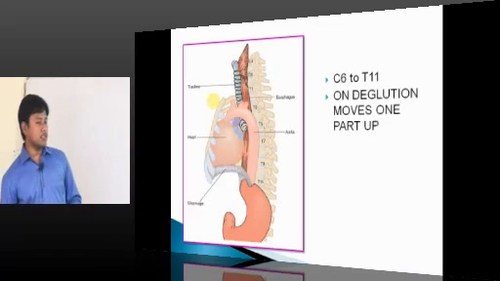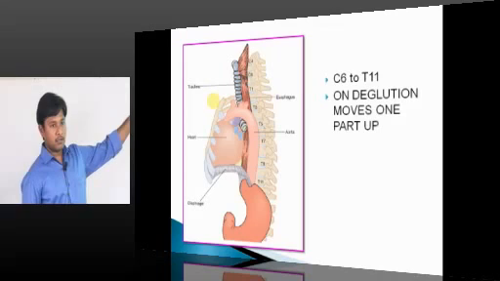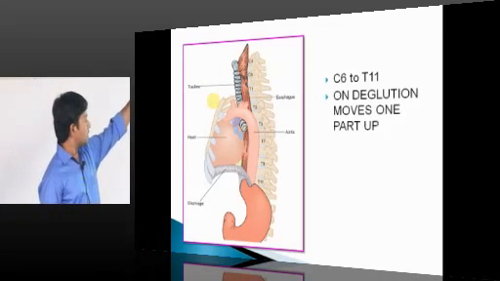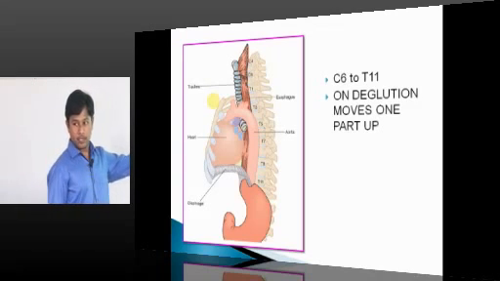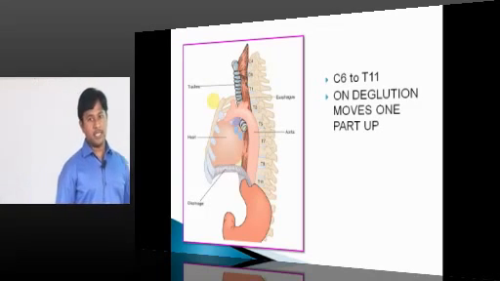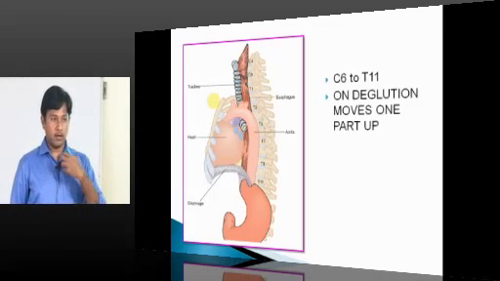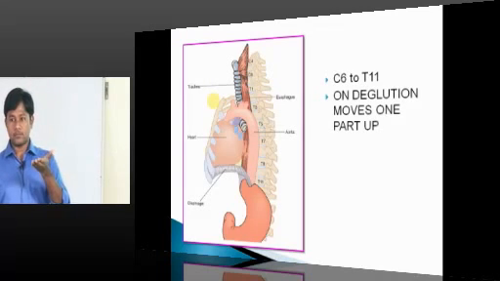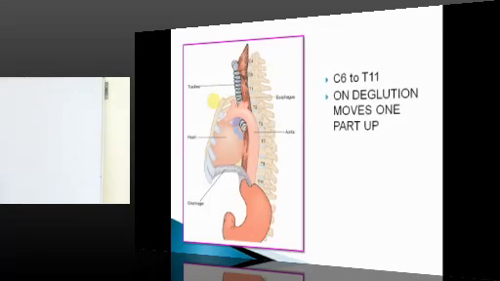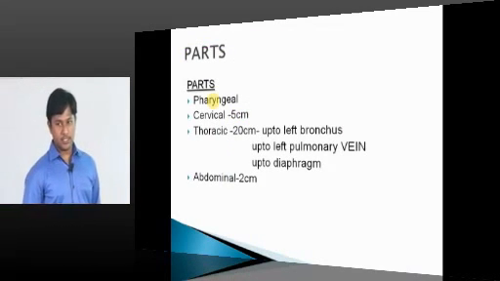So it extends from C6 to T11. I think the figure is clear, where you can see the extent from C6 to T11, where it is piercing the diaphragm and entering the stomach, right? So C6 to T11, this is the extent of the esophagus. And when you swallow, it moves one vertebral level up. When you swallow, there will be a tug on the esophagus and it moves one part up, right? So that is regarding the extent.